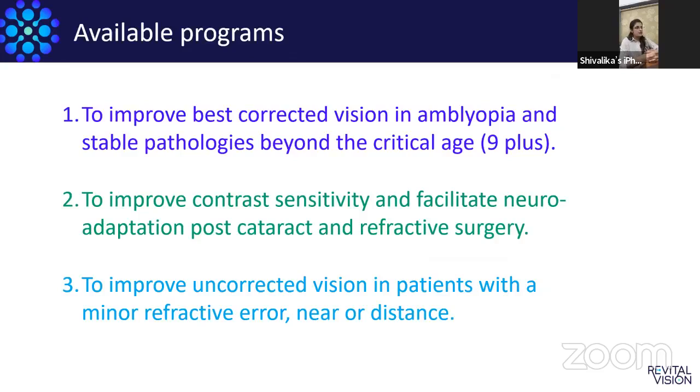Currently, we are looking at 3 programs that are available in Revital Vision. First is to improve best corrected vision in amblyopia and some stable pathologies beyond critical age, which is 9 and above. We also aim to improve contrast sensitivity functions and facilitate neuro adaptation in patients post-cataract, multifocals and trifocals basically, and also post-refractive surgery. There's another third program where we aim to improve uncorrected vision in patients with a very minor refractive error for near or for distance. I will mostly be talking about the 2 programs available through Revital Vision for us, and we will talk about them in further slides.